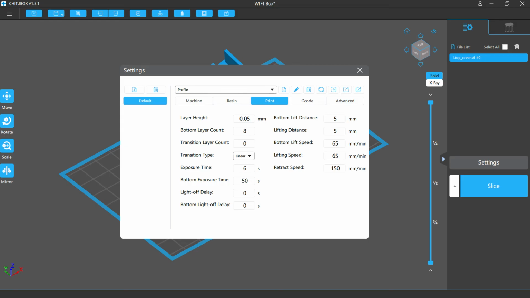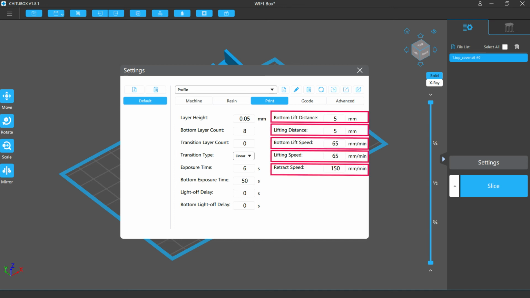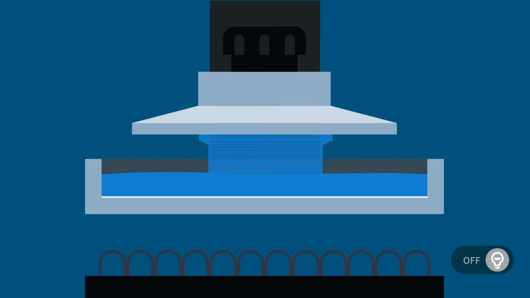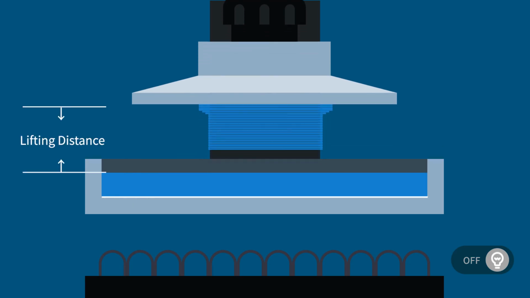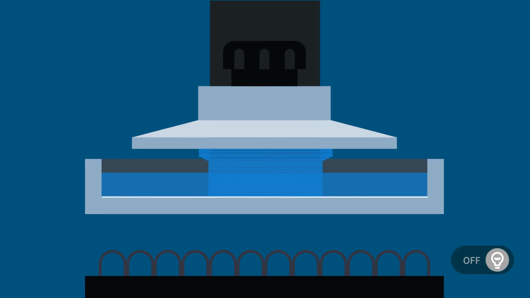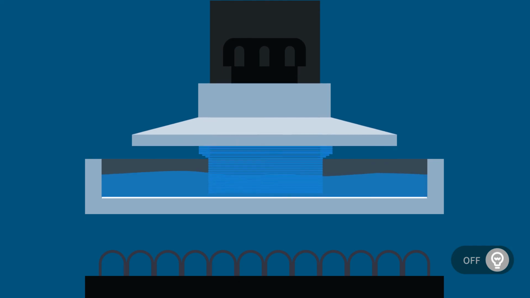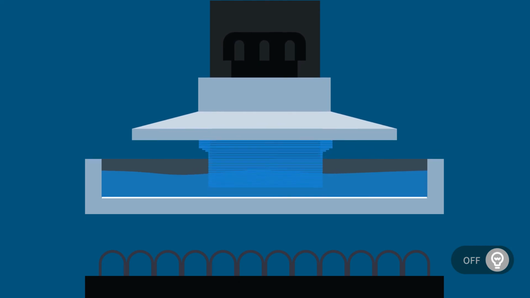On the right side are the lift and retract settings. They control the movement of your platform during printing. They include bottom lift distance, bottom lift speed, and retract speed. If the distances are too high, the print speed will be much slower. But if they are too low, it's possible that your model can't detach from the FEP film completely and your print fails. If the speeds are slow, it will take longer to finish the print.